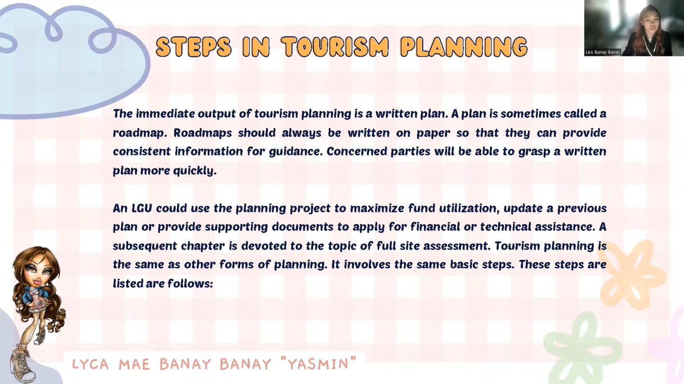So when we say tourism planning, it consists of creating strategies to develop tourism in a specific destination. Knowing and understanding current trends allows those in the industry to tailor their operations to meet demand. Just like what is mentioned in the book, a plan is sometimes called a roadmap because it is like a map where people will go.